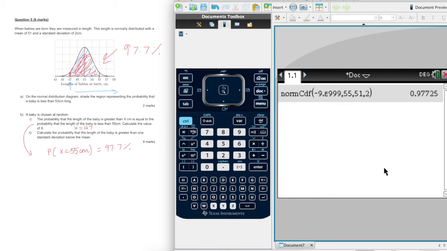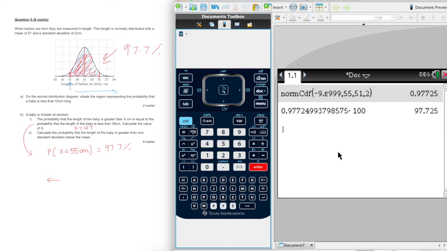So to do that, let's think about what the area would be to the left. Okay, so I'm going to take that answer and times it by 100 to get my percentage, and then I'm going to do 100 minus that answer just to keep it as accurate as possible. So the percentage to the left is 2.27501%. So that's the percentage to the left of this marker, whatever this marker is, which we think is 47.